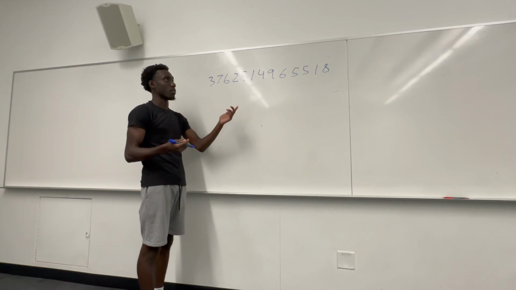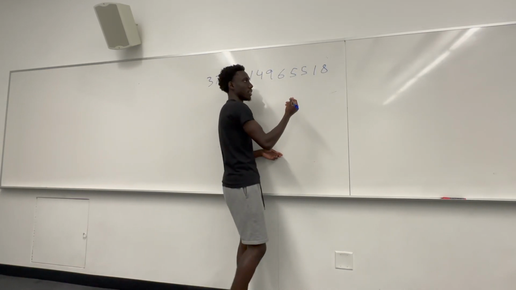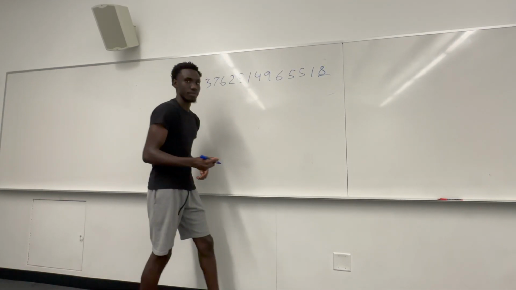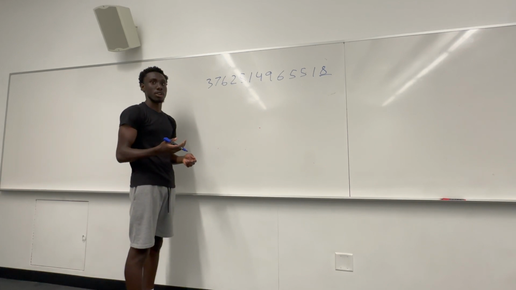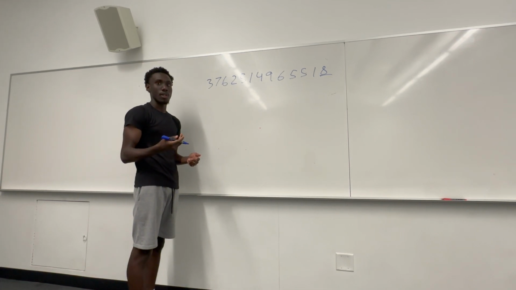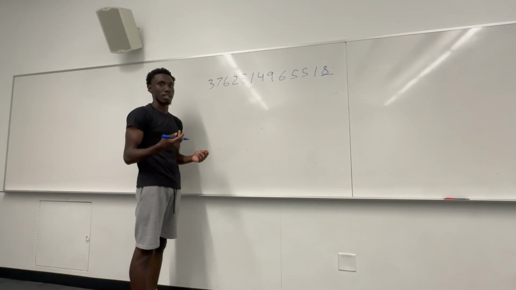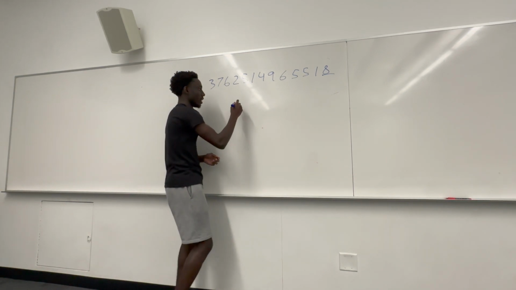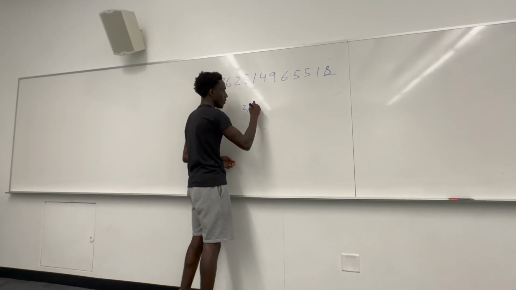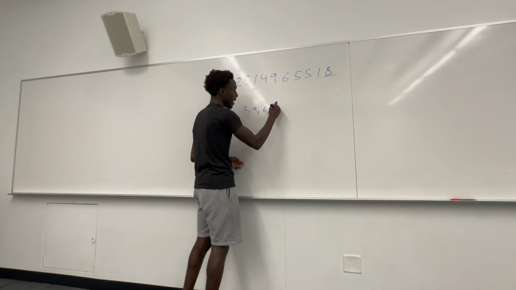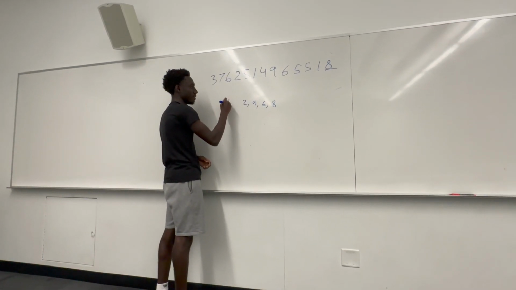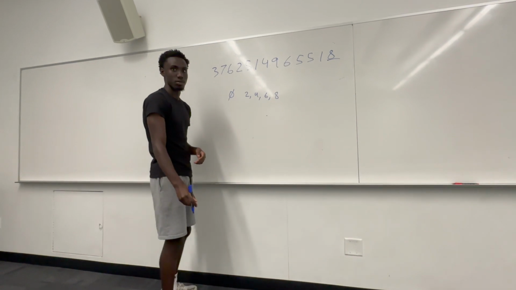So just looking at this number, I already know that it's divisible by 2 because the last digit is 8. If the last digit of a number is divisible by 2, then that number is divisible by 2. So if a number ends in 2, 4, 6, or 8, it is divisible by 2, and if it ends in 0, it is also divisible by 2.